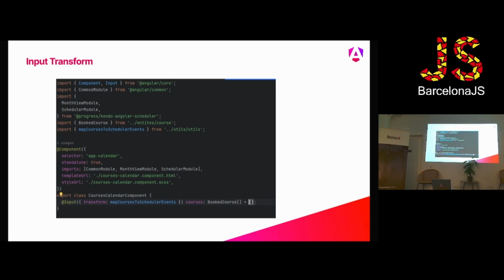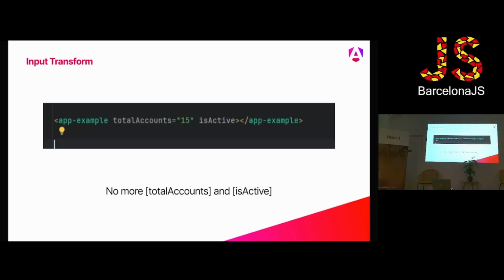That is my example. Here I have a schedule module that is from Kendo. And here I need to transform the array of the book course with this function that is here, and that function will transform it to one event schedule interface. So I don't need to expose some interface or some type from my inputs. Also, if you see here, no more brackets for binding. Yeah, you say, maybe other frameworks do that. Yeah, but now we are doing it, and we are doing it very well.